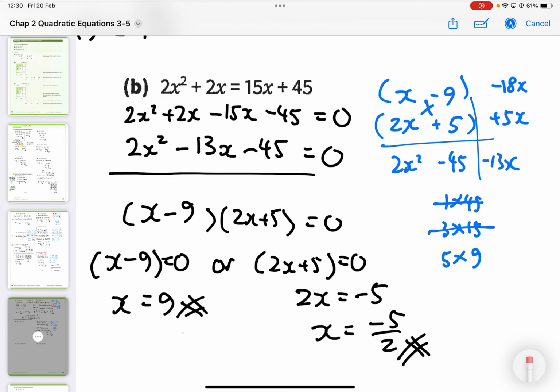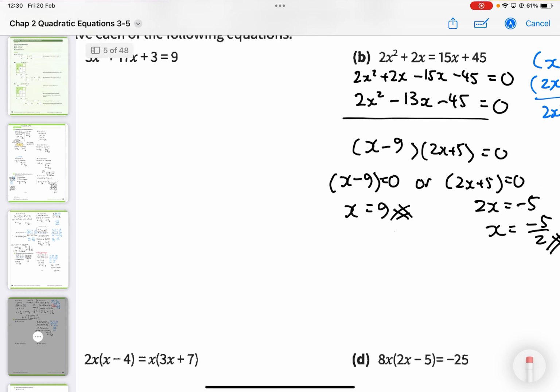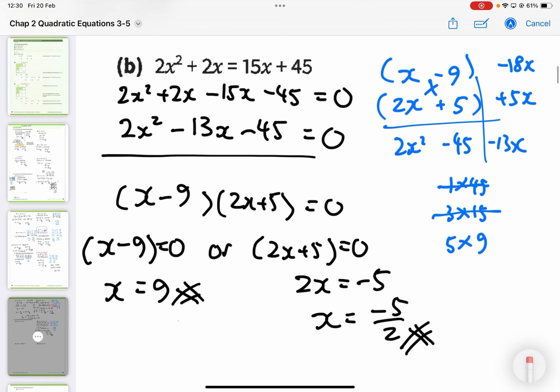That's why I give you 10 minutes to do your homework now. Yes. 10 minutes by right, just nice. A and C, you all should be able to do.